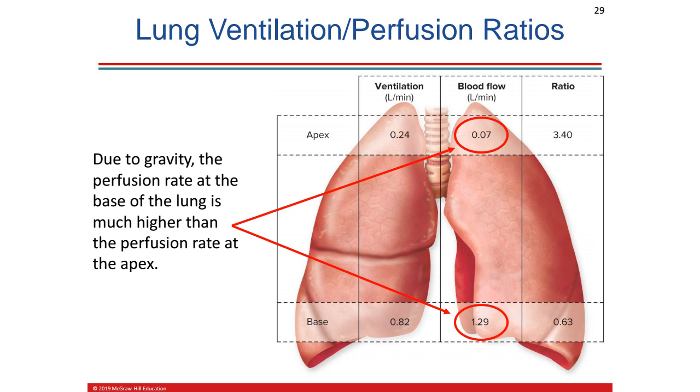And if we look here in this figure, we can see the example of the actual numbers. Blood flow is liters of blood per minute. In the apex of the lungs, we only have 0.07 liters of blood per minute, whereas at the base of the lungs, we get 1.29 liters of blood per minute. So the perfusion rate of the base of the lung is much higher than the perfusion rate at the apex of the lung.